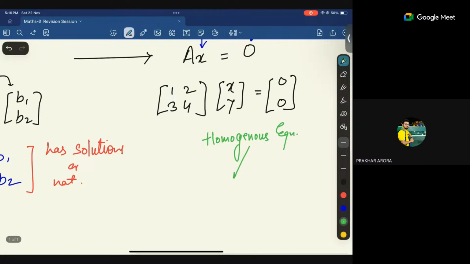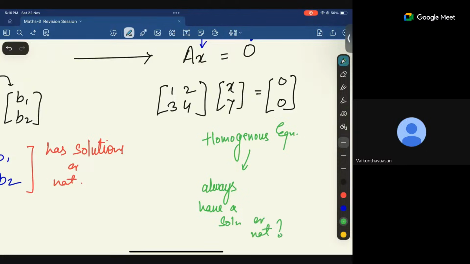There was one very important thing that was mentioned. Before that, let me ask you a quick question: is a homogeneous equation always consistent? Let's not use this word, it is not in the syllabus for this quiz. I want to ask whether a homogeneous equation always has a solution or not.